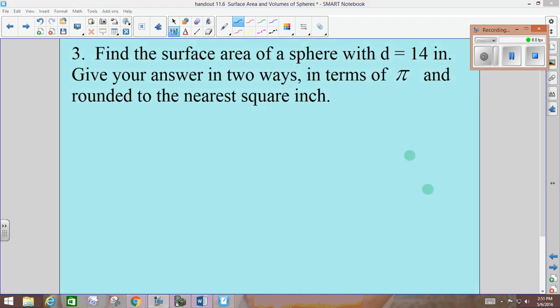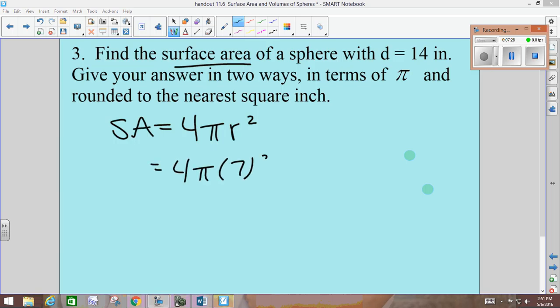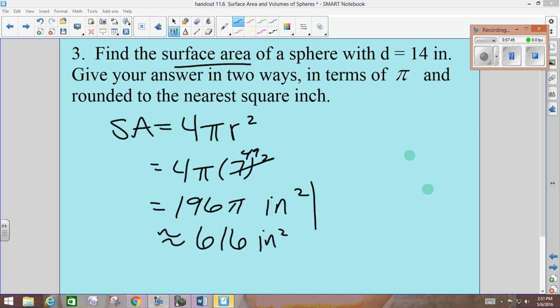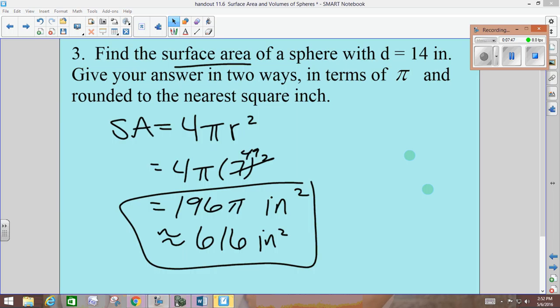Okay, go ahead and do number 3. Find the surface area of the sphere. Surface area is 4 pi r squared. If the diameter is 14, what's our radius then? 7. So then 4 pi times 7 squared, 49, 98, 196. So in terms of pi, that would be 196 pi square inches. What is that to the nearest square inch? 616? You guys agree with them? All right. Not too bad, right?